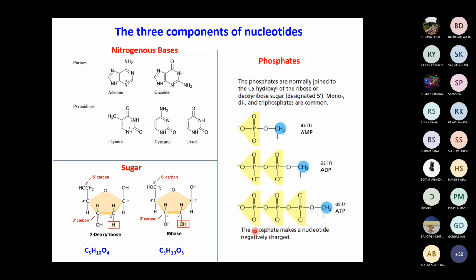So yeah, I was discussing the 3 components of nucleotides. So let's discuss in a more detailed manner. There are 3 components, as I said. One is nitrogenous base, one is sugar, and one is phosphate. For the nucleotides, usually there are 5 nitrogenous bases. These nitrogenous bases can be of 2 categories. One is purine, one is pyrimidine.